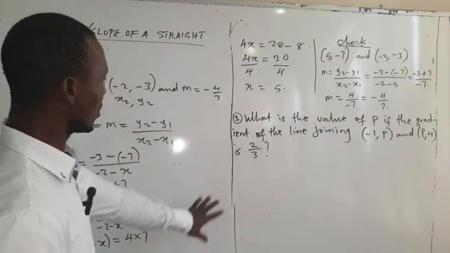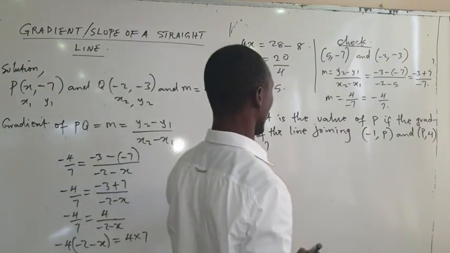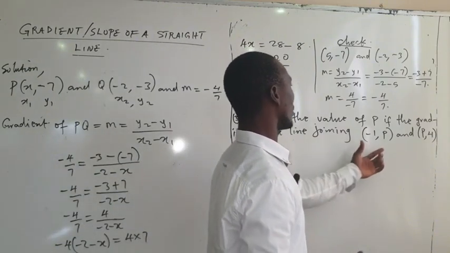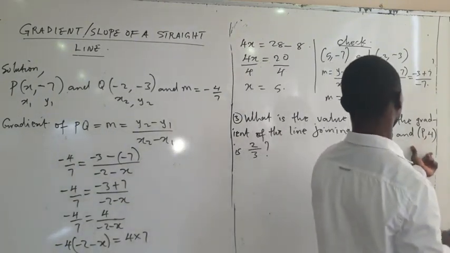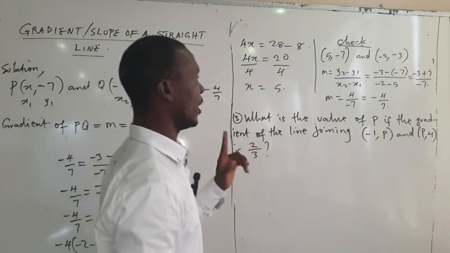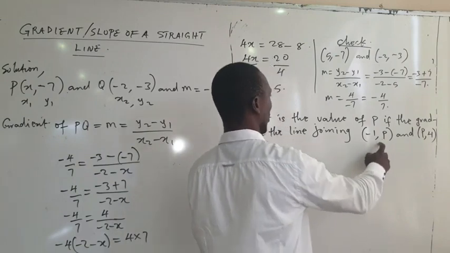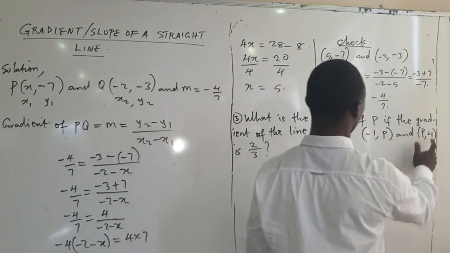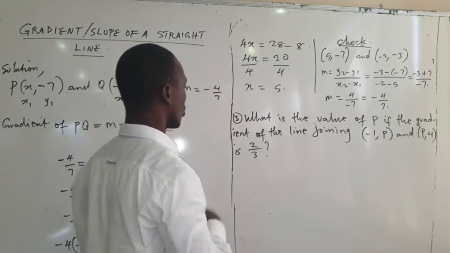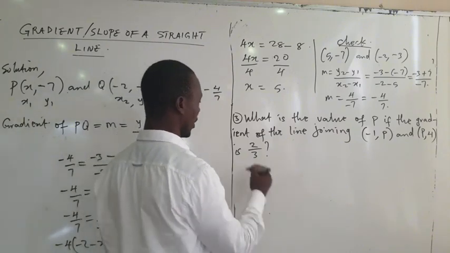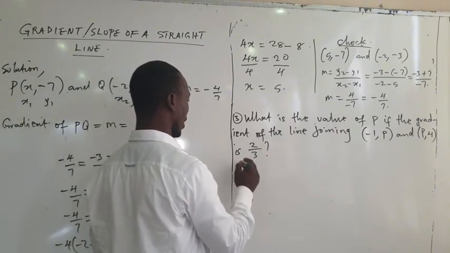So in this case, we have gradient given, but the first point is incomplete, the second point is also incomplete with the same value. So which means if the value of p in the first point is 2, the value of p in the second point will also be 2. So the gradient formula, or before that, you can write down the data given.